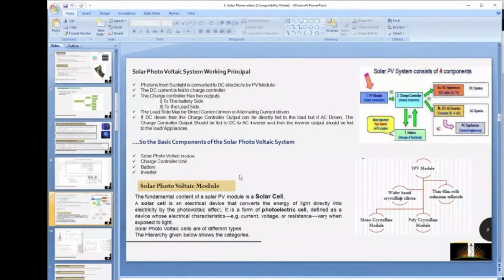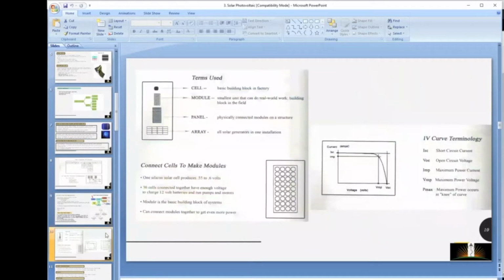Next, we have already discussed how the solar photovoltaic works. The single cell or single PN junction diode is called a solar cell, which is the building block. Next, multiple cells connected in series and parallel are called modules. Series increases the voltage and parallel increases the current. So a combination of cells in series and parallel is called a module.